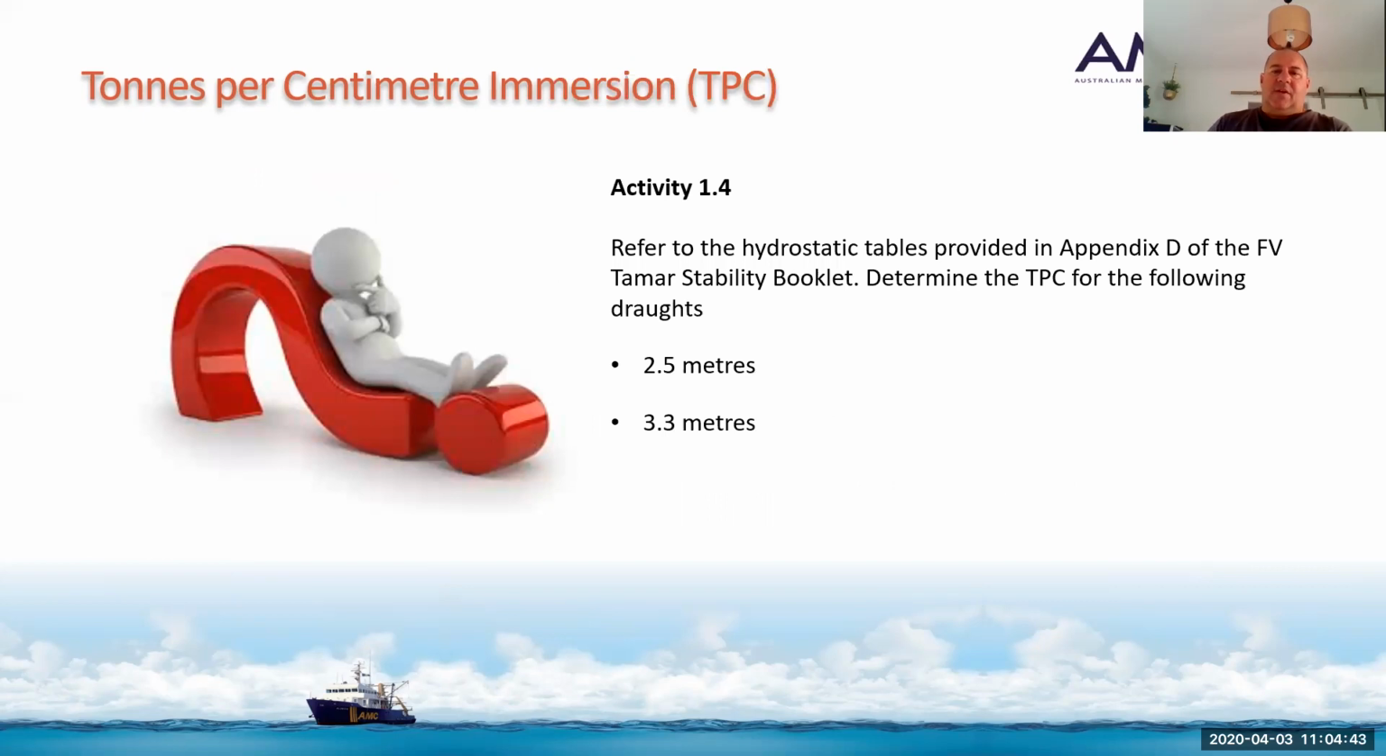All right, so there's an activity. Refer to the hydrostatic tables in Appendix D of the FV Tamar book, the other book you've got there, and determine the TPC for the following drafts. So all you have to do is find out what the TPC value is for 2.5, and 3.3.